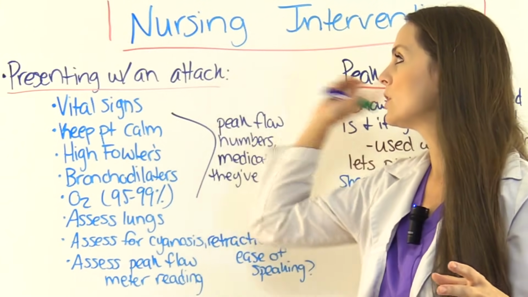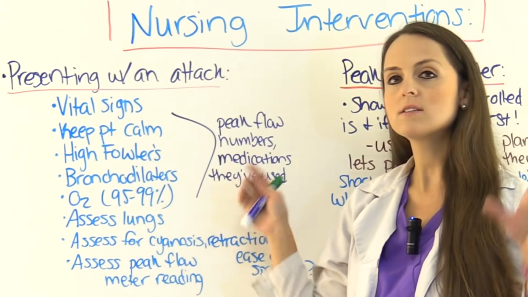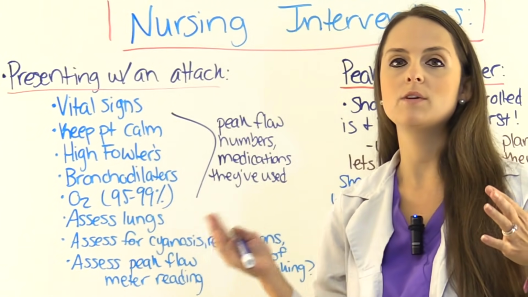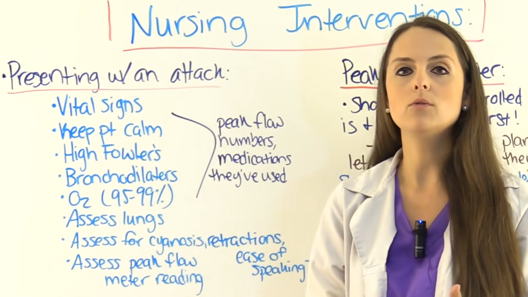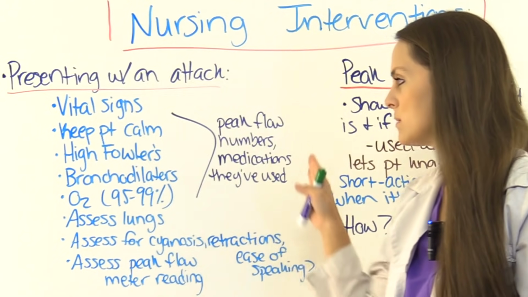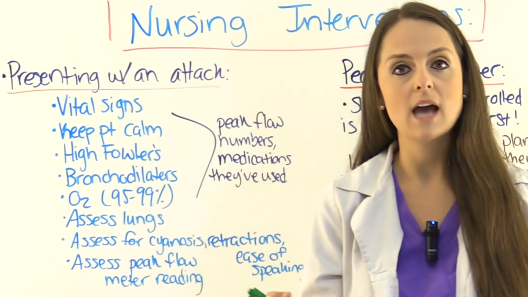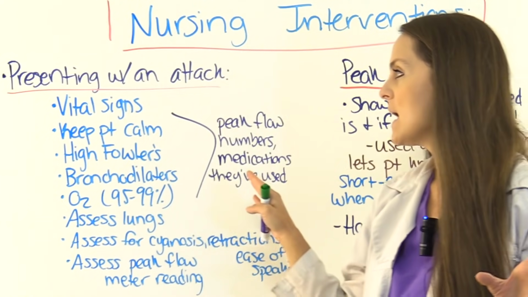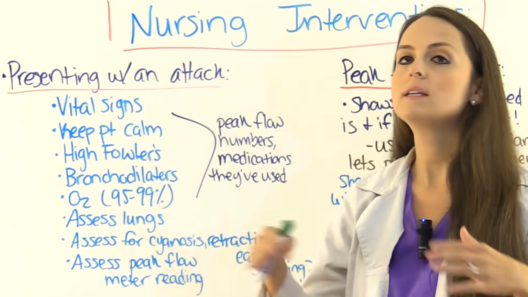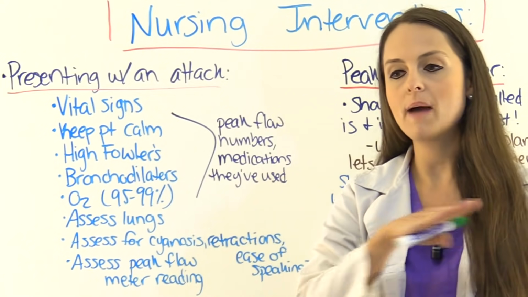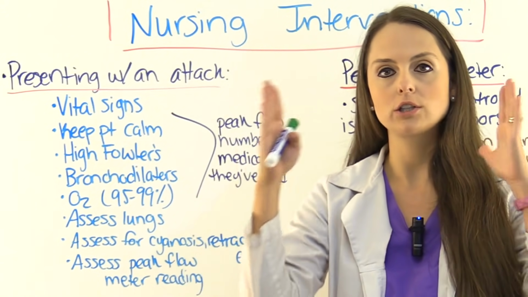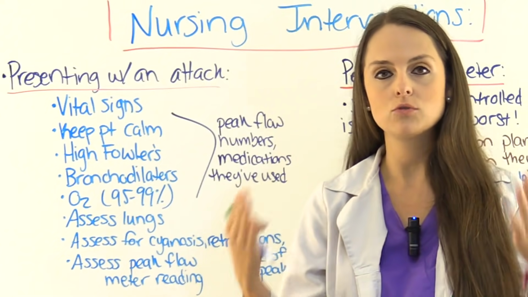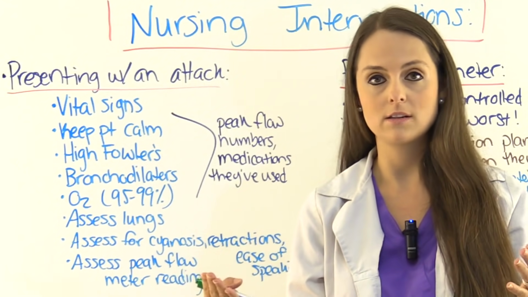Now let's look at some more nursing interventions. Okay, let's talk about if your patient is presenting with an asthma attack. What are you going to do? And of course, depending on how severe this attack is, because every patient can vary, you'll have to tweak some of these. But first you'll want to get vital signs, because you want a baseline of where your patient currently is at, because you're going to be giving them treatments and you want to see if they're responding to these treatments.